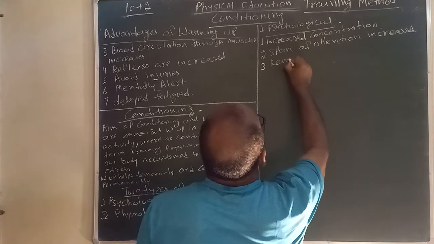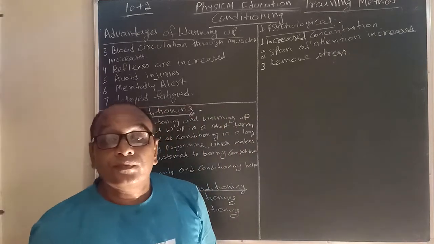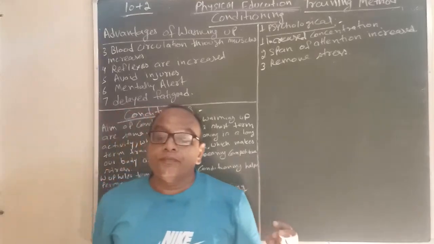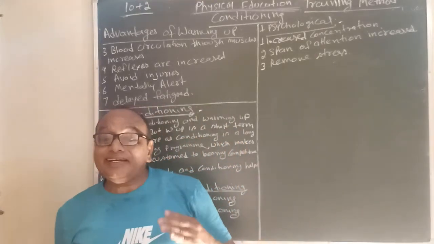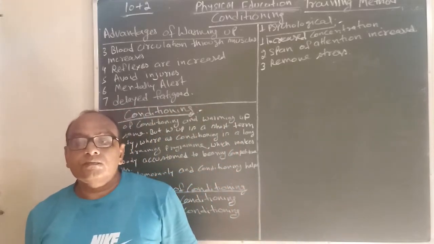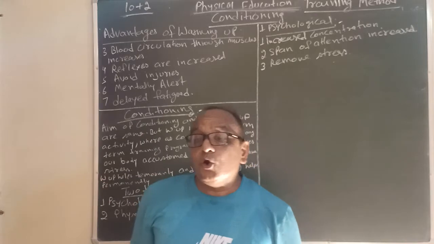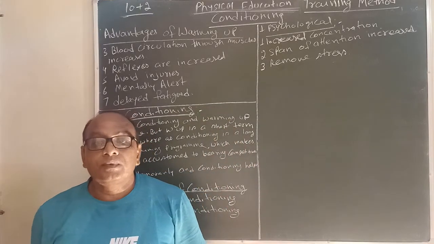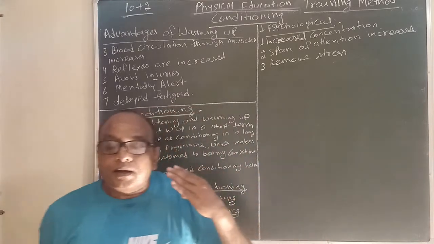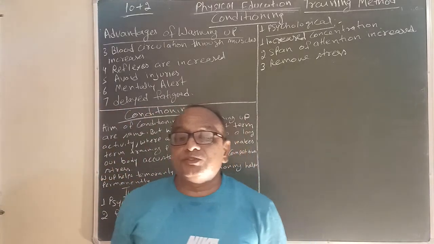So remove, we can say remove stress. So ability to cope with negative influences of crowd. Sometimes spectators give wrong gestures. There is a lot of noise because of overcrowd, and psychologically we come into stress. So with the help of this conditioning we can remove this.